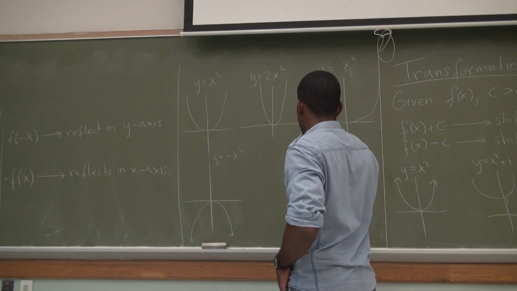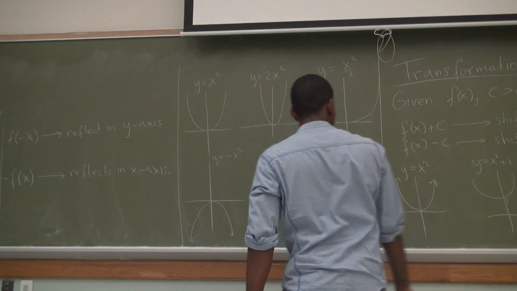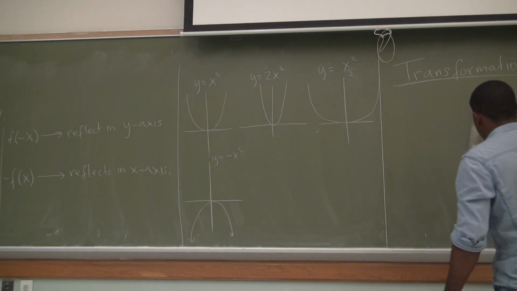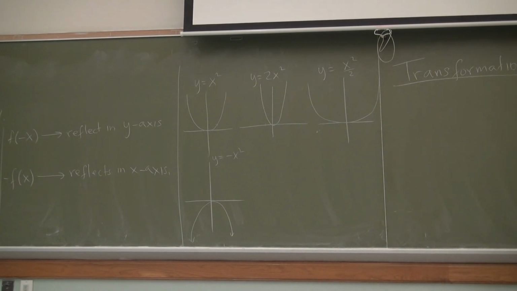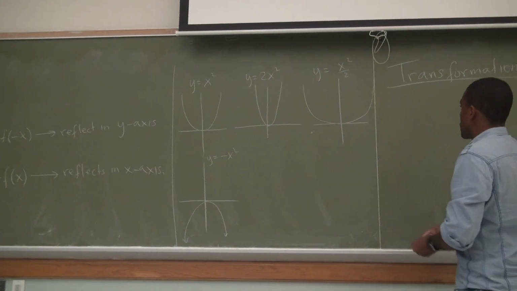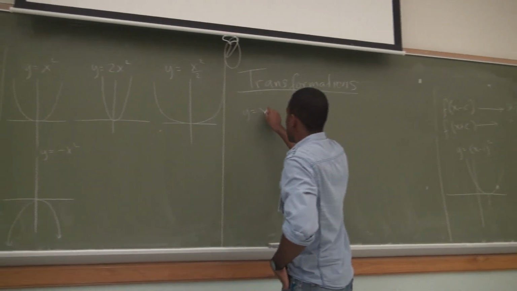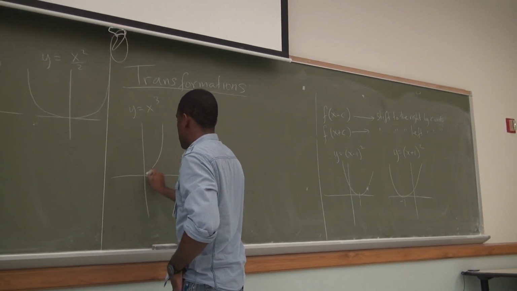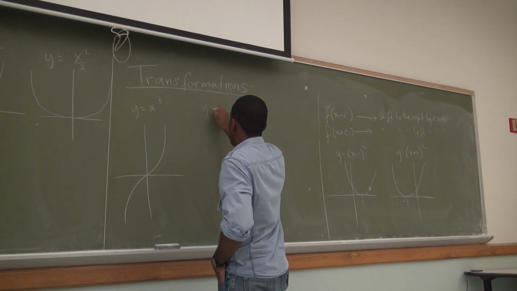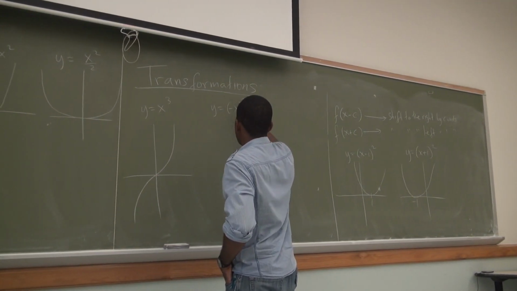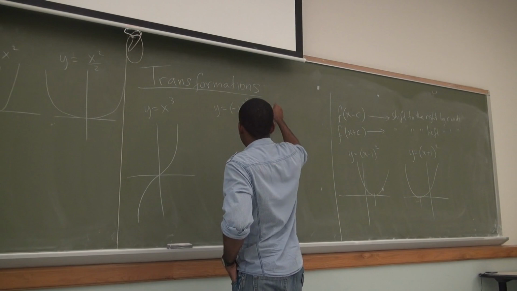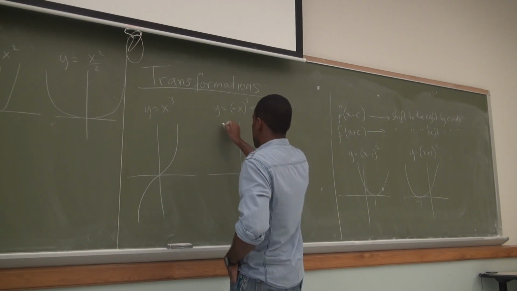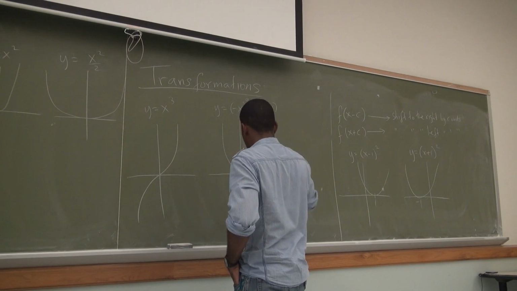Reflecting in the y-axis, x squared is actually not a good example for that. Maybe x cubed. If y equals x cubed, this looks like this. Y equals minus x cubed, which is just f of minus x, would flip in the y-axis. So it would look like that.